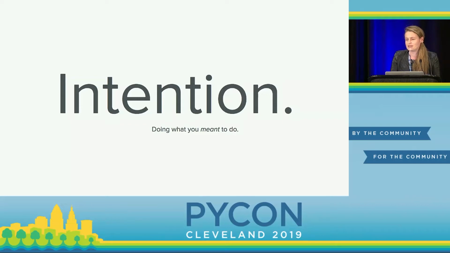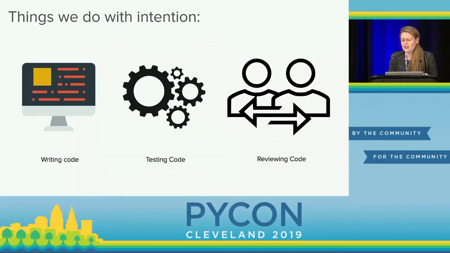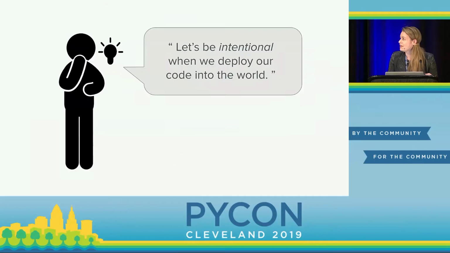As software engineers, I hope we are usually coding with intention. I don't know if a lot of you are just slamming your keyboards against your standing desk and just hoping Python spews out, but I'm usually not. No, we are writing code, we're testing code, and we are reviewing code, and we're doing a lot of things to make sure that the code that we write does what we want it to do once it gets out into the world. And then we think to ourselves, maybe we want to be intentional about that step as well, right? So we want to be intentional when we deploy our code out into the world.